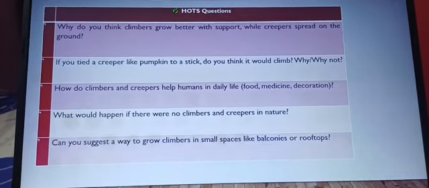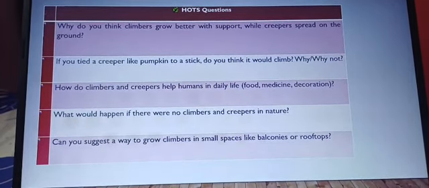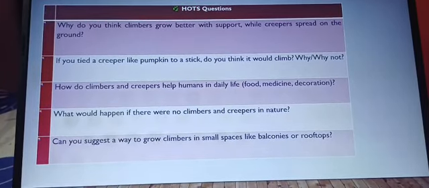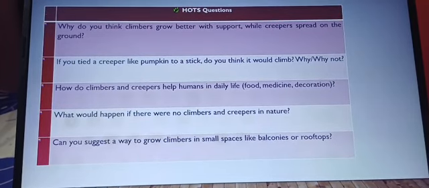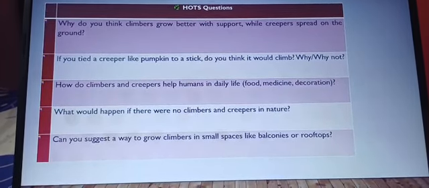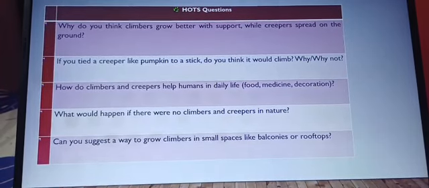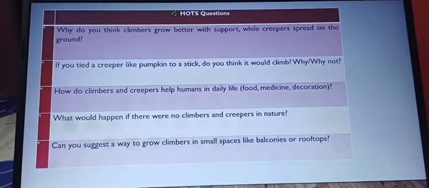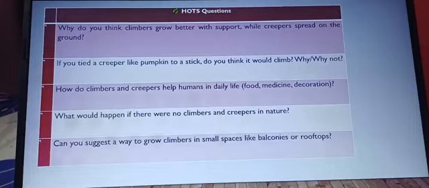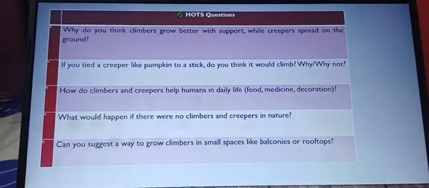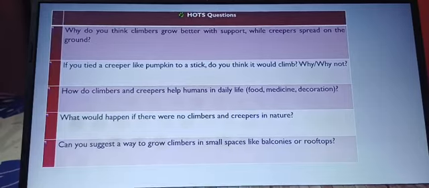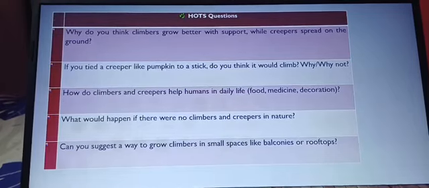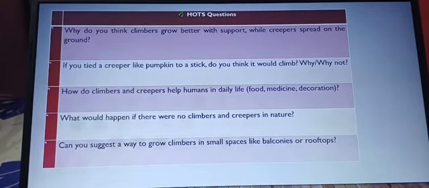There are some hot questions for you. See whether you know the answers. Why do you think climbers grow better with support while creepers spread on the ground? If you tied a creeper like pumpkin to a stick, do you think it would climb? How do climbers and creepers help humans in daily life? What would happen if there were no climbers and creepers in nature? Can you suggest a way to grow climbers in small spaces like balconies or rooftops?